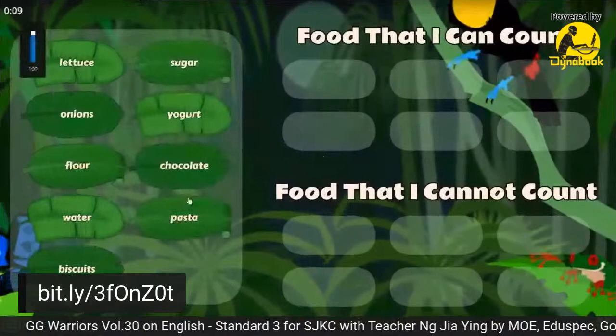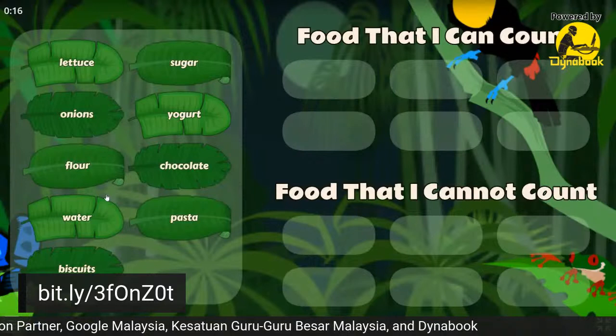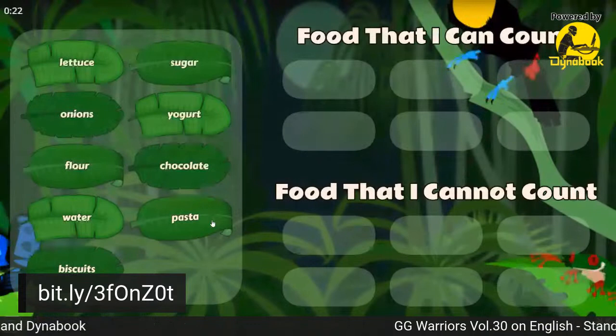We have 9 types of food here. Can you please try to group them into 2 groups, which is food that I can count and also food that I cannot count.